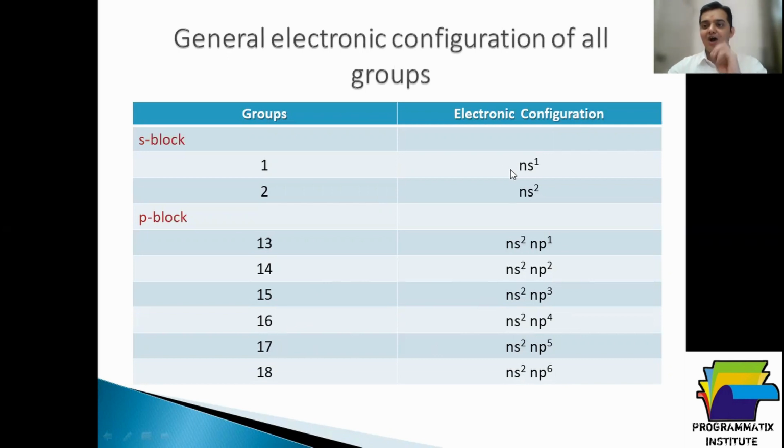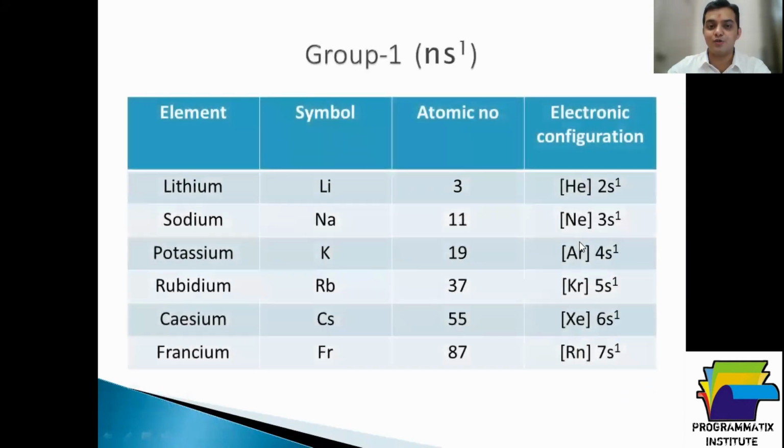Let us see how this general configuration is applied to each and every element. Let's begin with group 1. Group 1 is ns1, and in group 1 all the elements are Li, Na, K, Rb, Cs, Fr. This is our shortcut. Li stands for lithium, Na is sodium, K is potassium. Rb is rubidium, Cs is cesium, Fr is francium.